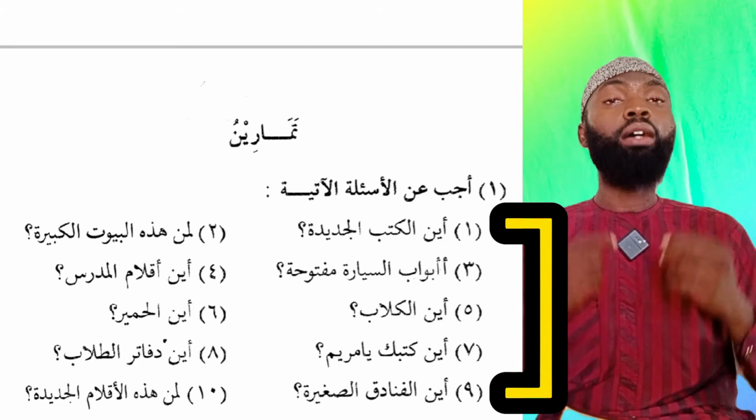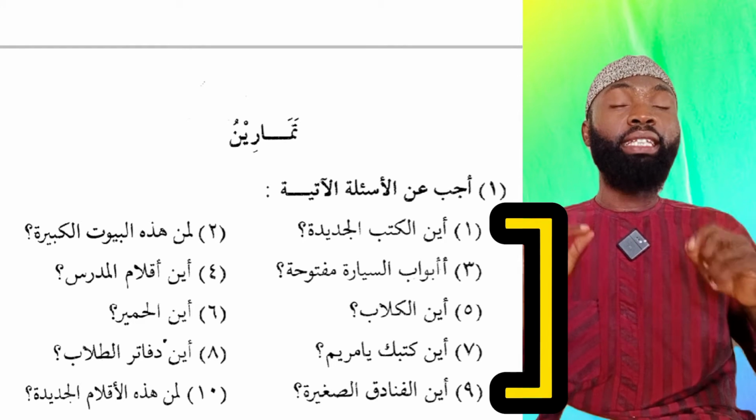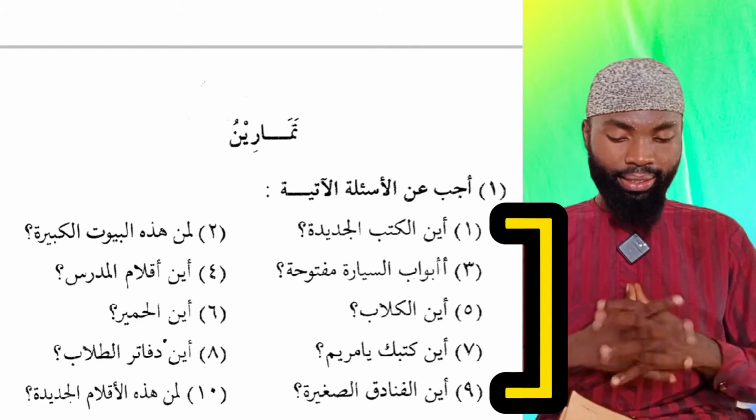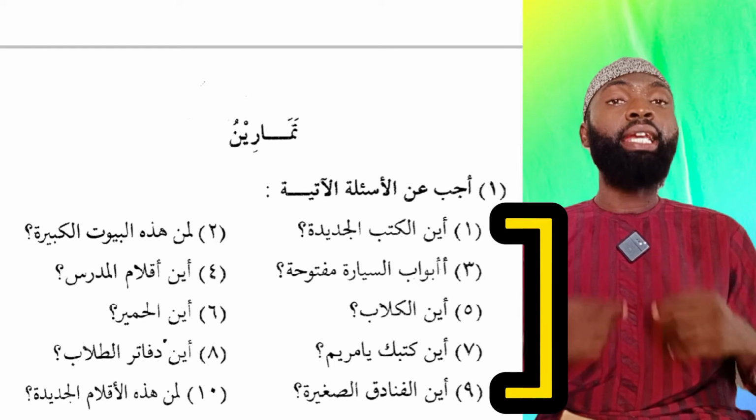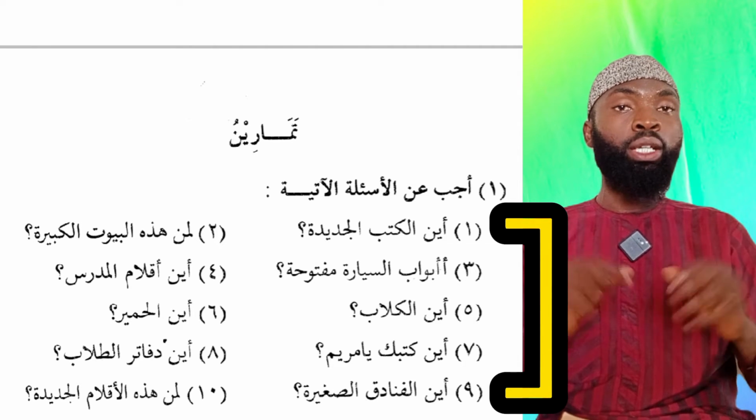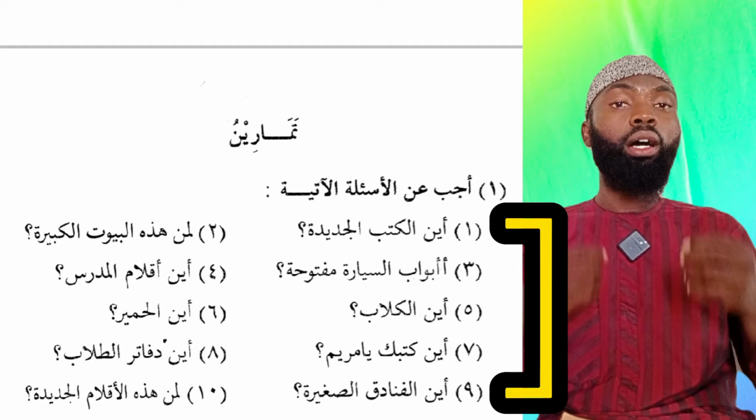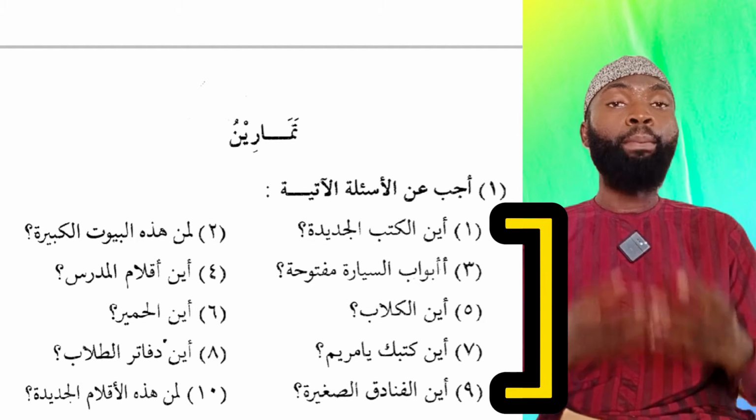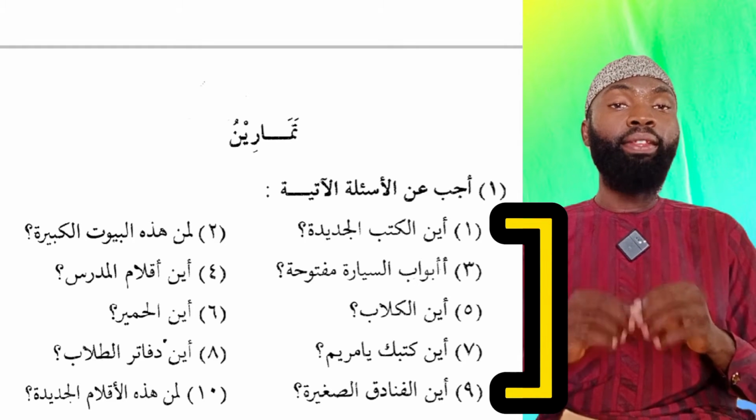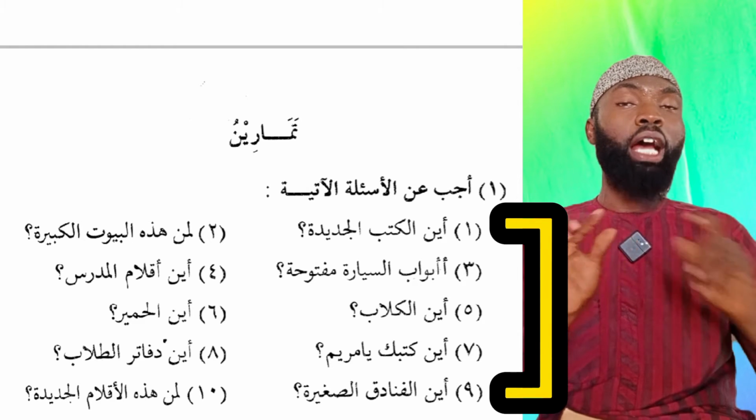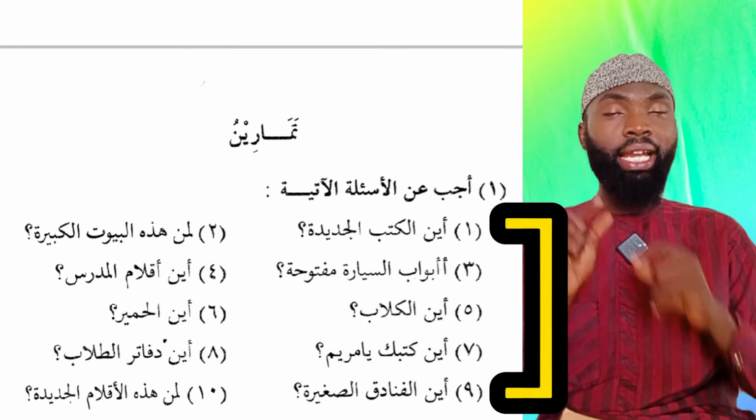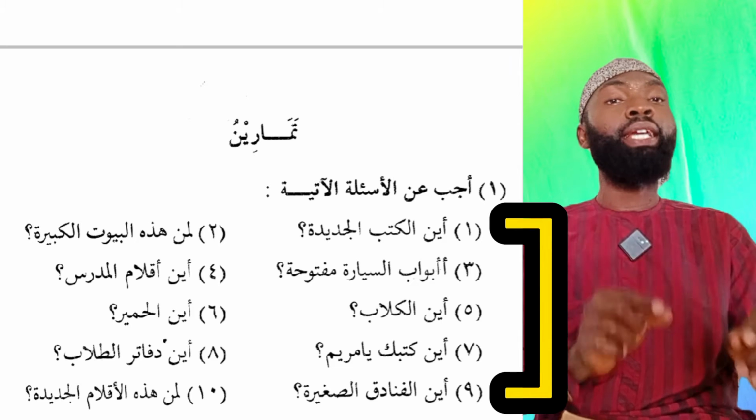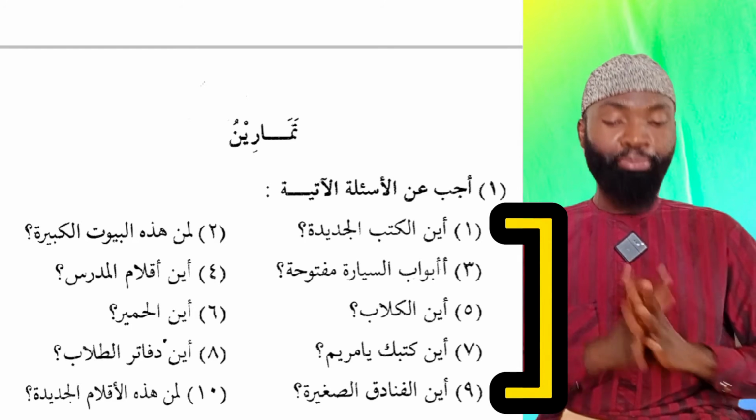Number 4, we have aina aqlamul mudarrisi. Where are the teacher's pens? What do we say? Here, fil fasl, they are in the class. Number 5, we have aina al-kilabu. Where are the dogs? We say here, fil khariji. They are outside. Number 6, we have aina al-hamir. Where are the donkeys? Al-hamir or al-humur is the plural form of himar. You say here, fil haqli. They are in the farm.